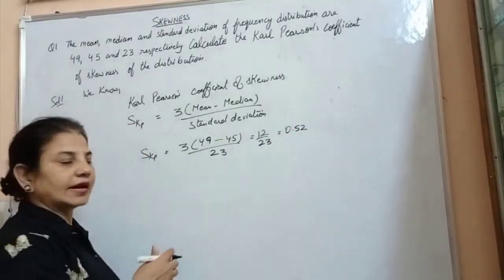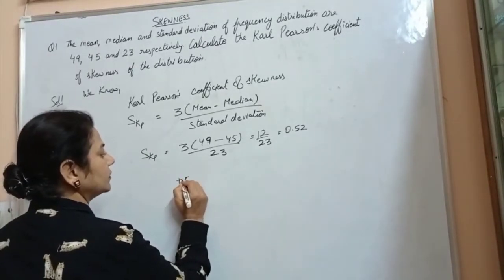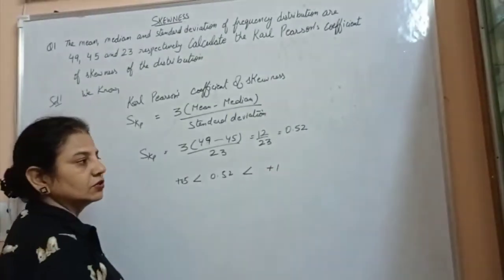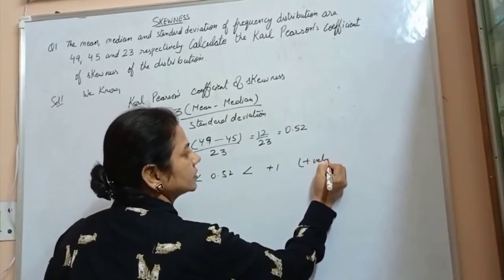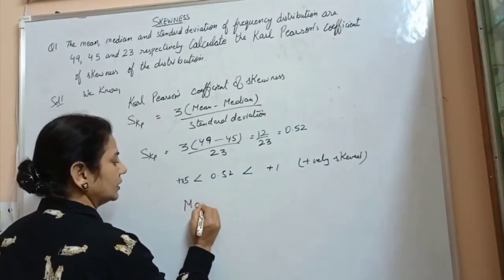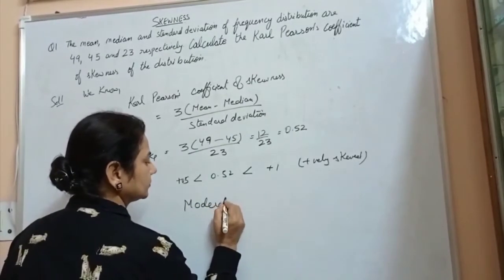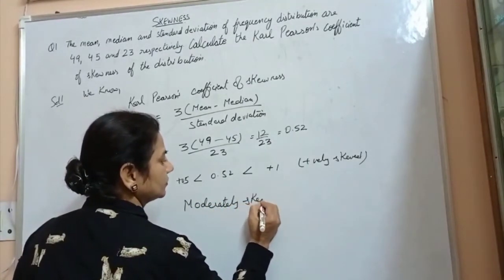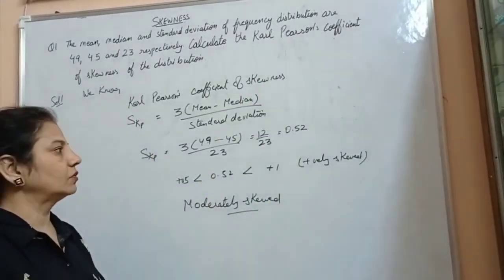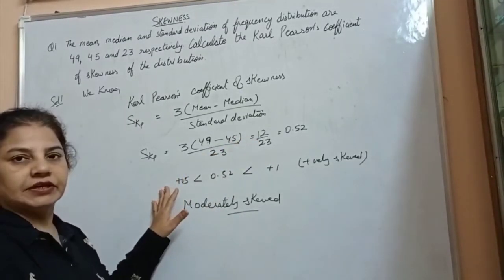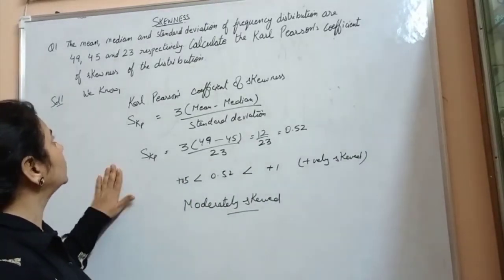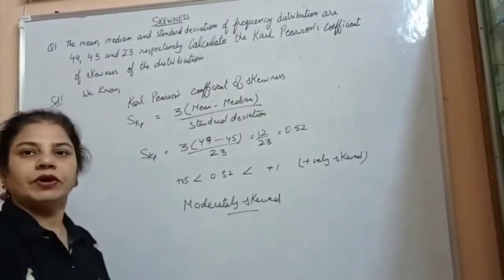Now this 0.52 lies between positive 0.5 and positive 1, so we can say it is positively skewed, and moderately skewed. So 0.52 is moderately skewed because it lies in the range of positive 0.5 and positive 1, and the skewness of the distribution is given as 0.52.